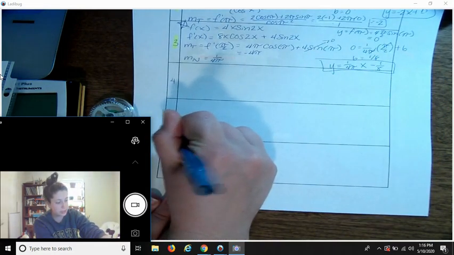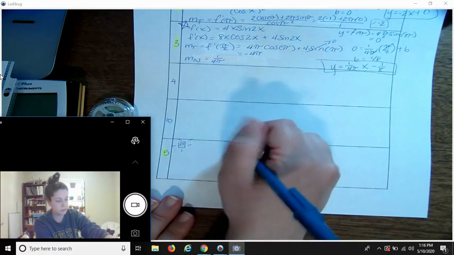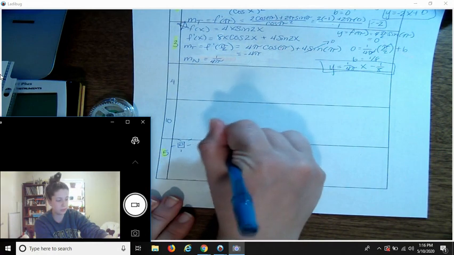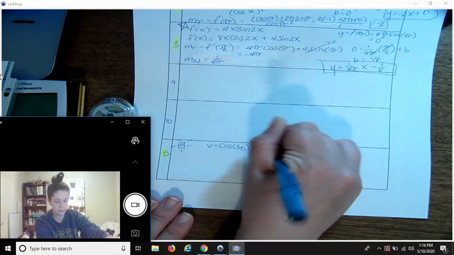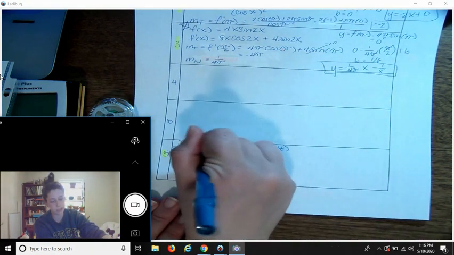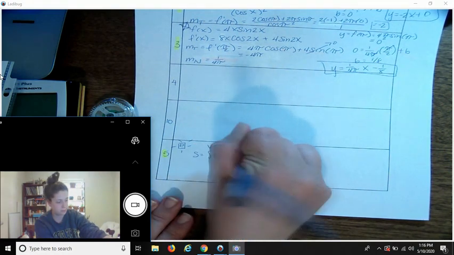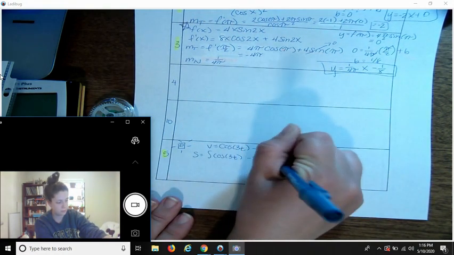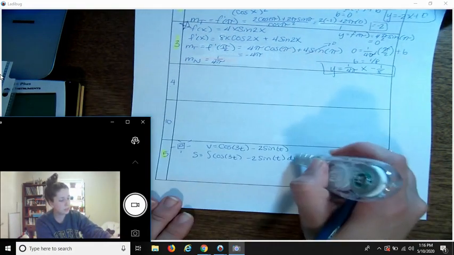When it's calculator active, it means you probably need to use your calculator. So it gives you that the velocity function is cosine of 3t minus 2 sine of t. You want to find position. So position is just the integral of this. Oh, I wrote dx, but I need dt.